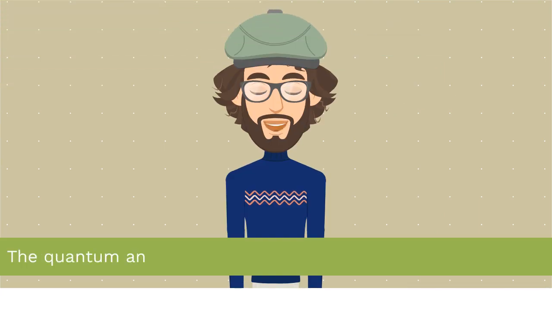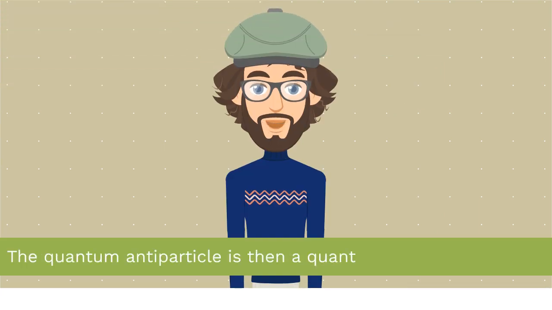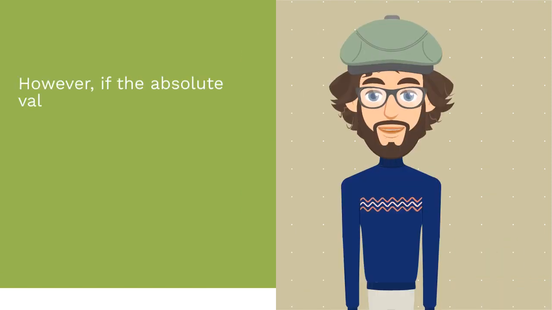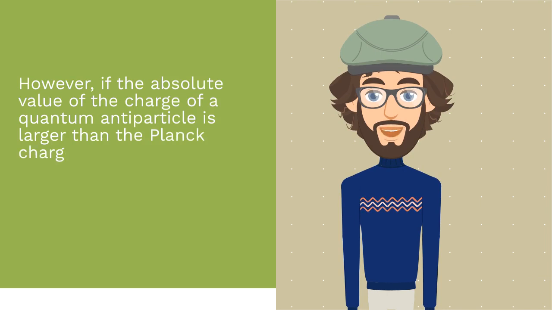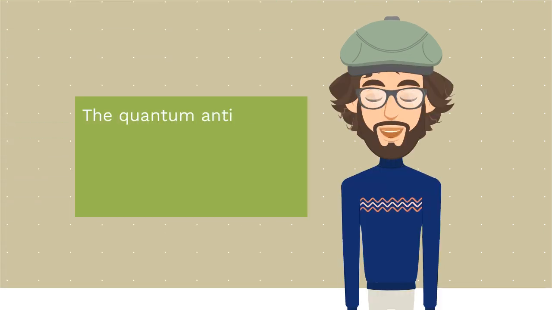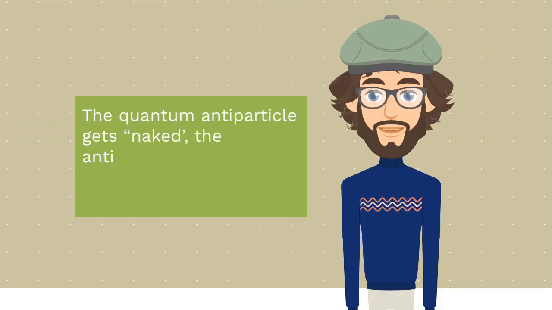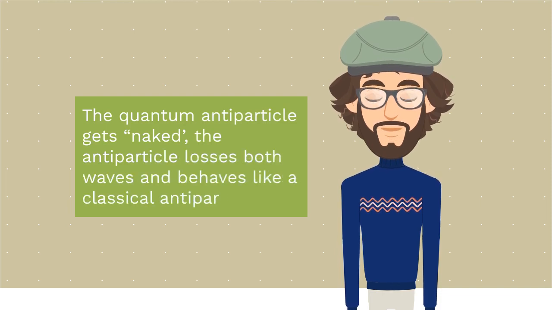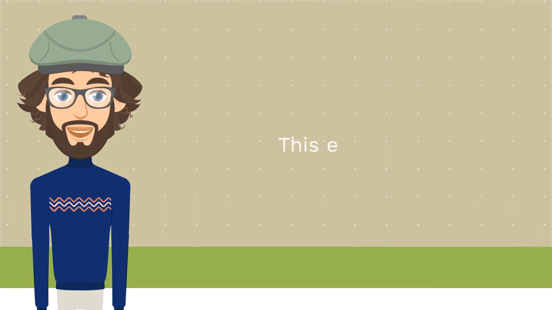The quantum antiparticle is then a quantum antiparticle. However, if the absolute value of the charge of a quantum antiparticle is larger than the Planck charge, the exotic wave associated to the antiparticle collapses to a point. The quantum antiparticle gets naked, the antiparticle loses both waves and behaves like a classical antiparticle. This explains the mystery.